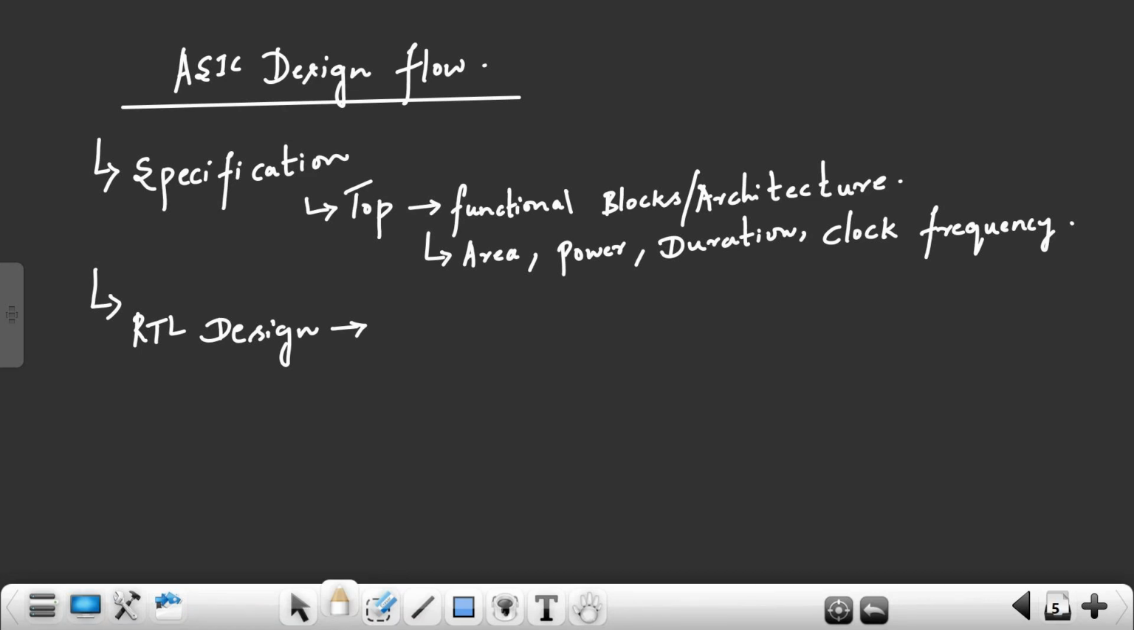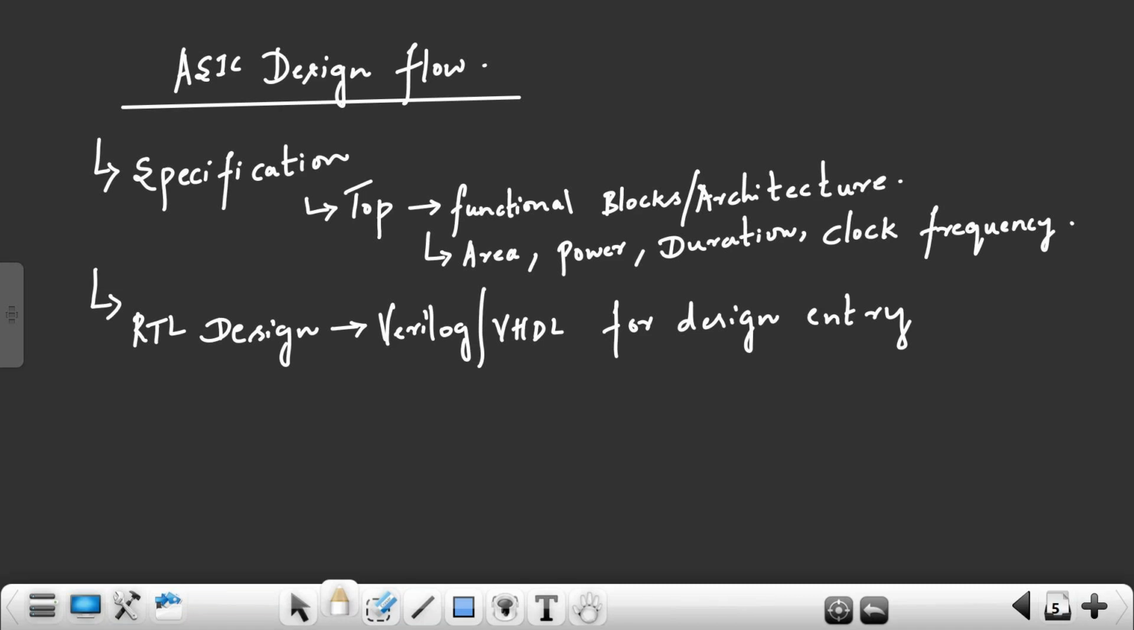So RTL design. In RTL design, they use Verilog or VHDL, right? Verilog, or they may also use VHDL, for design entry, to start the design. See, why do they use RTL? Why are they using RTL? Why should they use Verilog or VHDL?